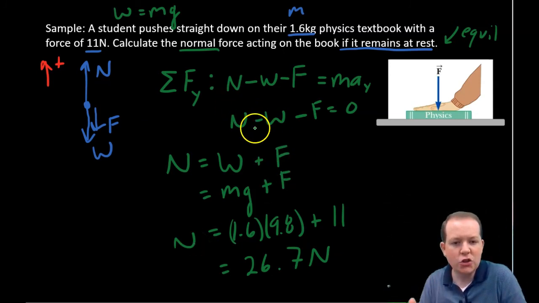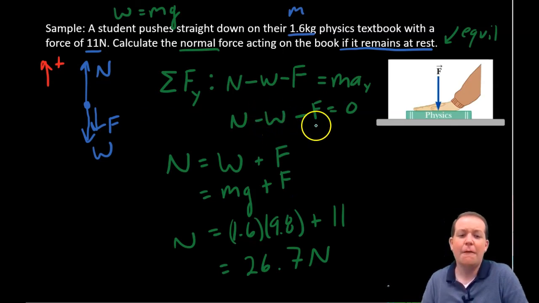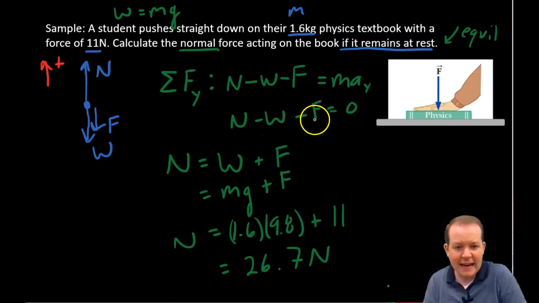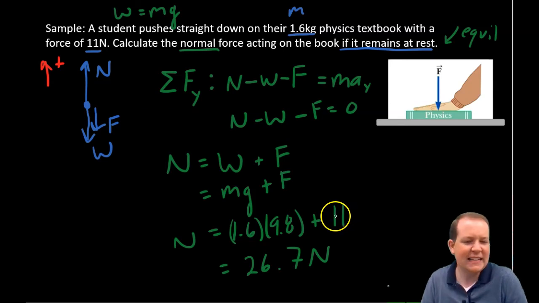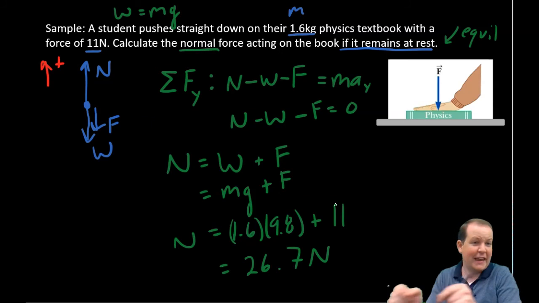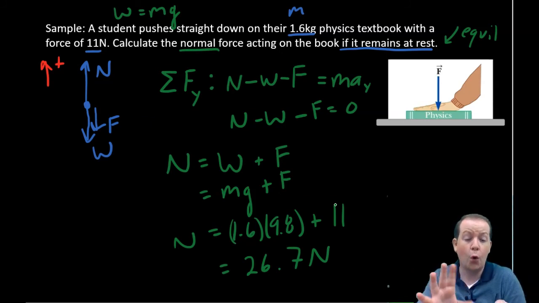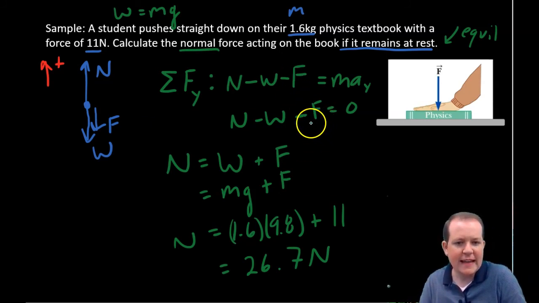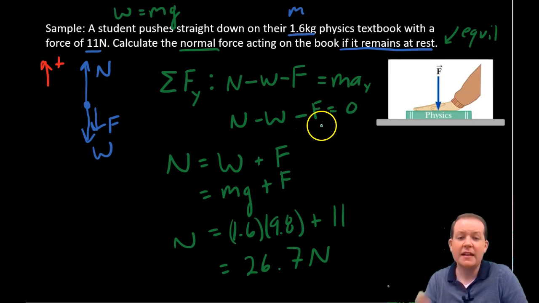So I already took into account the fact that the force, the applied force, was minus. So don't plug in a minus 11 again. Don't double dip. That would be like plugging in a negative and then a negative. That gets you a positive. That would give you wrong results. So I already accounted for the negative force.